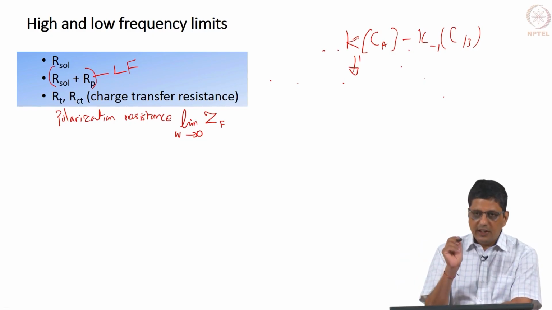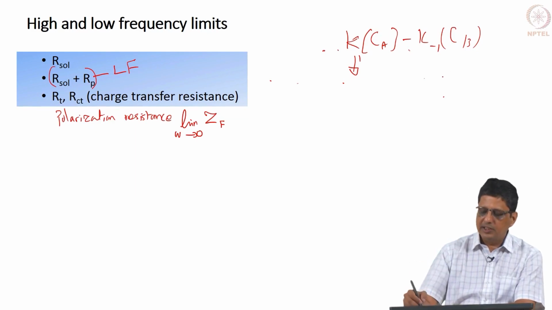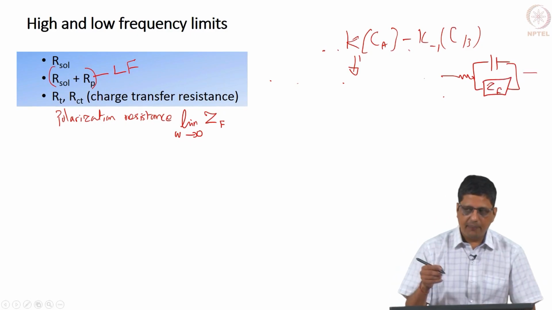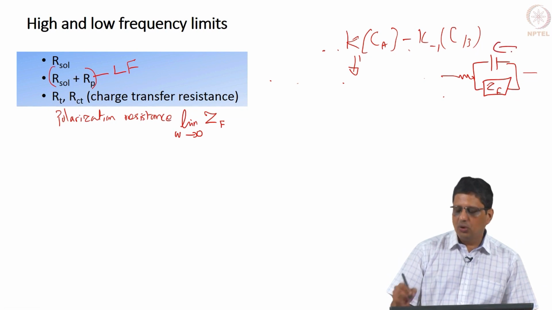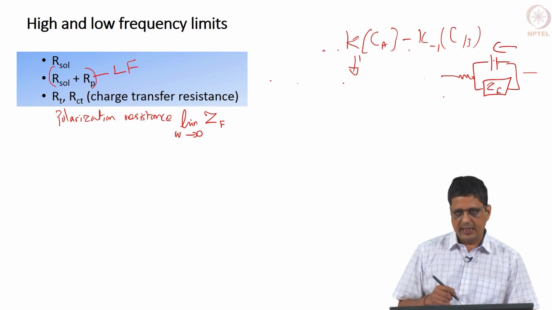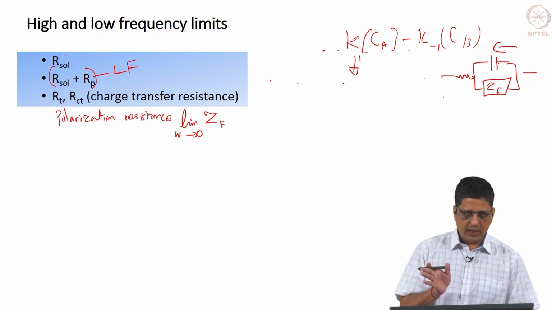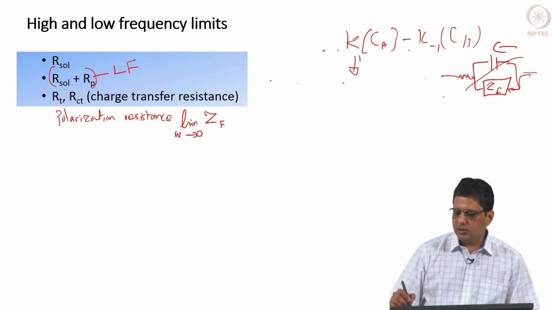Now, if I change the frequency very fast, okay, if you remember the circuit, this is the solution resistance, this is the capacitance, and this is the impedance offered by the Faradaic process. If I change the perturbation or the sinusoidal potential very fast, omega tending to infinity, all current will go through this, correct, because this offers almost 0 impedance. Go through this and I will see only R solution. But let us say that I can separate this out, I want to find out what happens to this Faradaic impedance when omega tends to infinity.